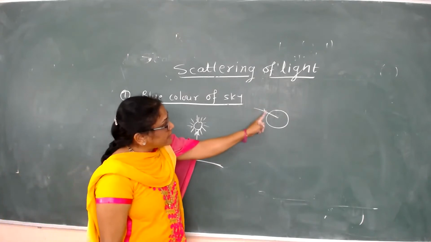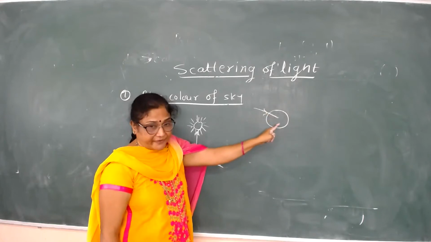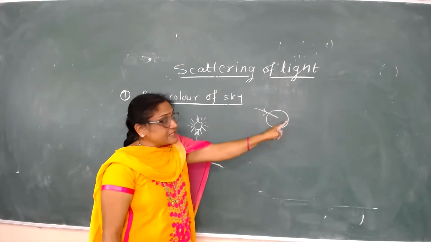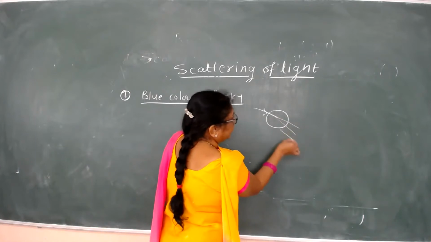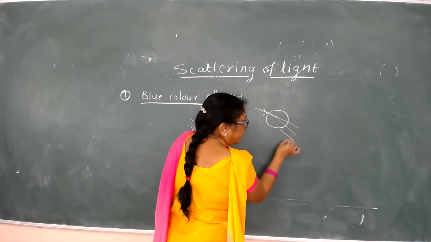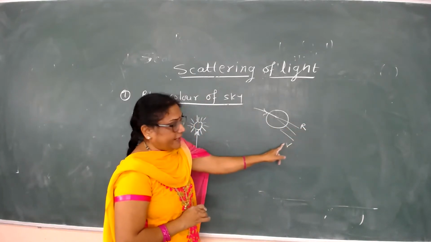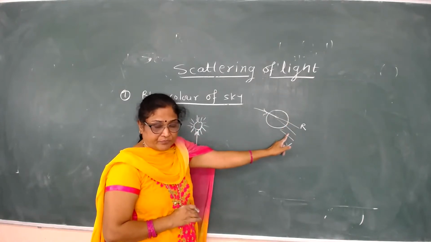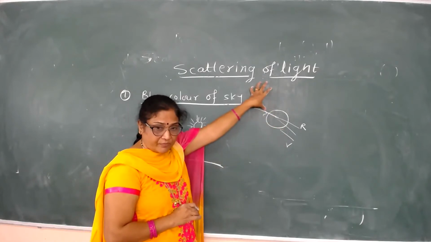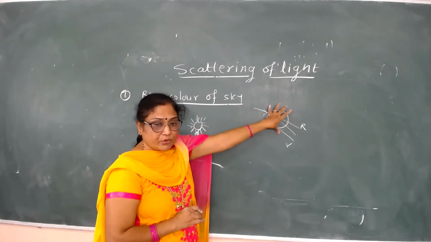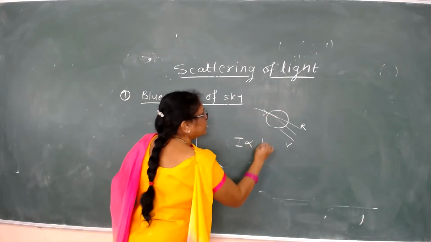This composite light is incident on the molecules present in the atmosphere. At that time it is refracted, and when it is refracted, it splits up into several colors, arranged from red to violet. According to the Rayleigh criteria, because the small molecules, dust molecules, obey the Rayleigh law, the scattering of violet light is more, because here it obeys the law of Rayleigh scattering, that is, the intensity is inversely proportional to the fourth power of the wavelength.